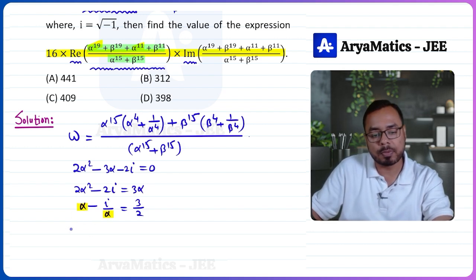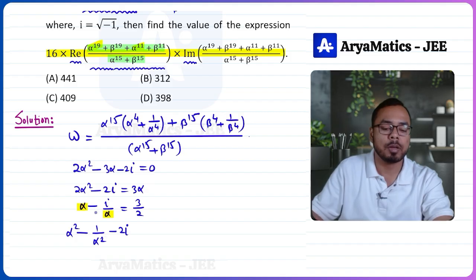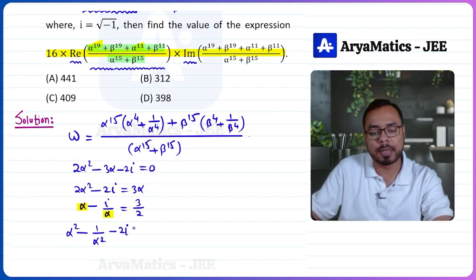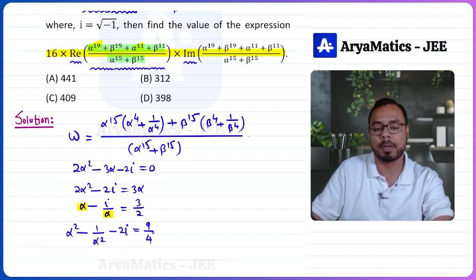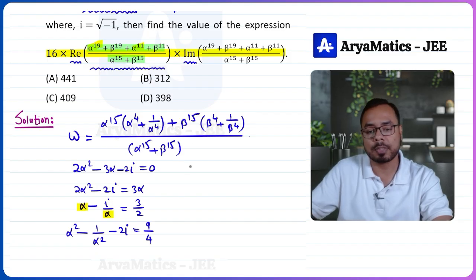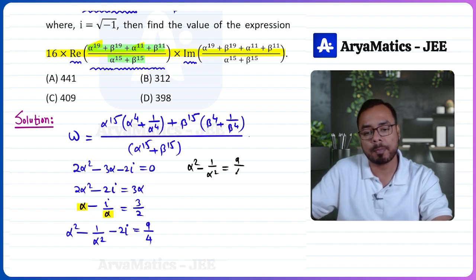So if I square this one, we'll get alpha raised to 4, and then iota square by alpha square. Iota square is minus 1, so minus 1 by alpha square, and then minus twice ab. Now in the minus twice ab term, alpha will cancel, and on the right hand side we have 9 by 4. So this is what we are getting for alpha square minus 1 by alpha square. Now the same relation you can write as alpha square minus 1 by alpha square equals 9 by 4 plus 2 iota.